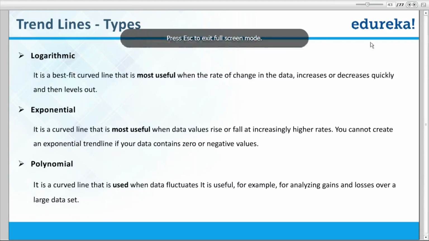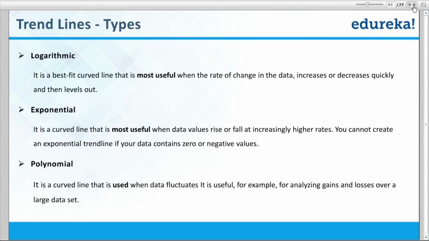But in most of the scenarios, friends, the linear model should fit. In other cases, maybe the remaining 40% of the cases, we might use one among these, like logarithmic, exponential, and polynomial. So it's better to know when to use what, so that it's easy for us to use that model. Is this clear, friends, everyone?